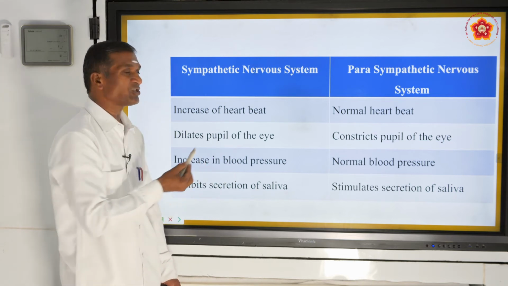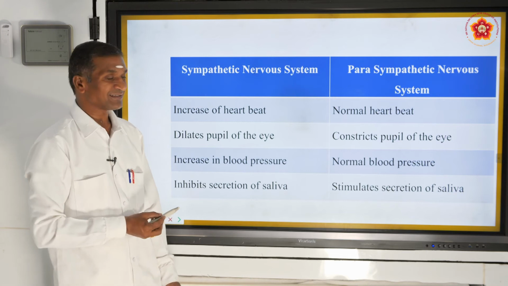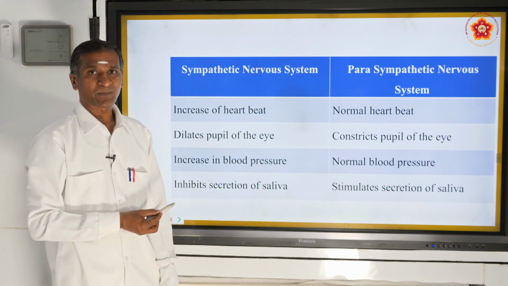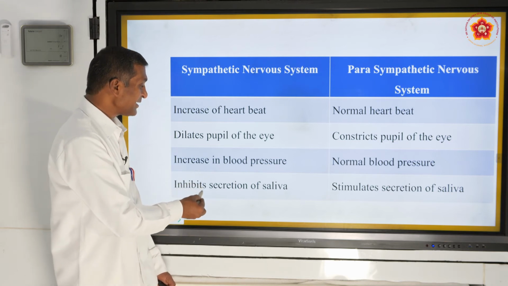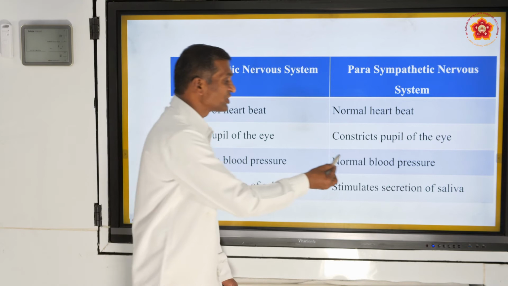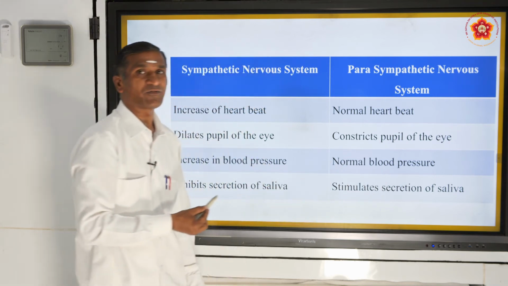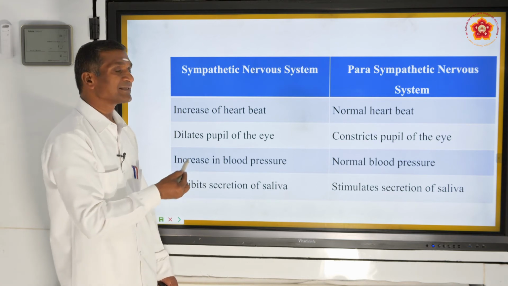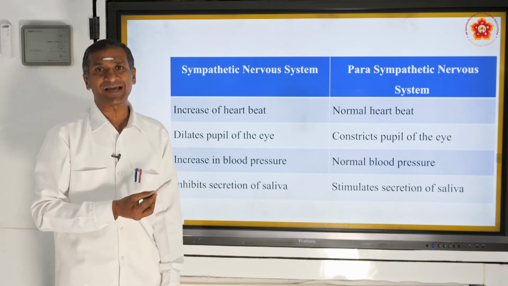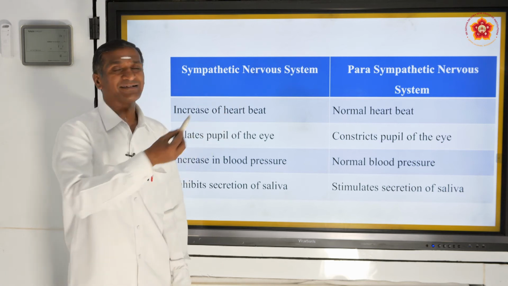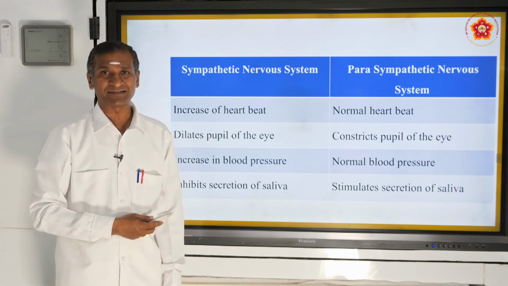Increase in blood pressure is sympathetic. Normal blood pressure is parasympathetic. Inhibiting the secretion of saliva is sympathetic. Stimulating the secretion of saliva is parasympathetic. These are all examples, some of the activities of the sympathetic and parasympathetic nervous system.